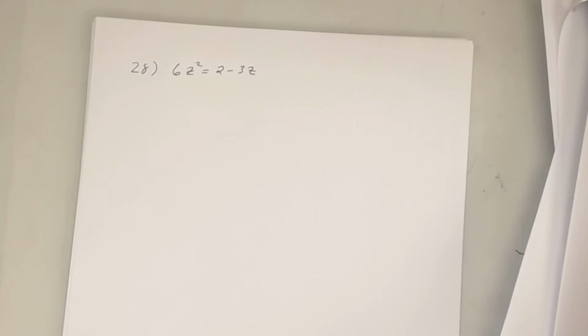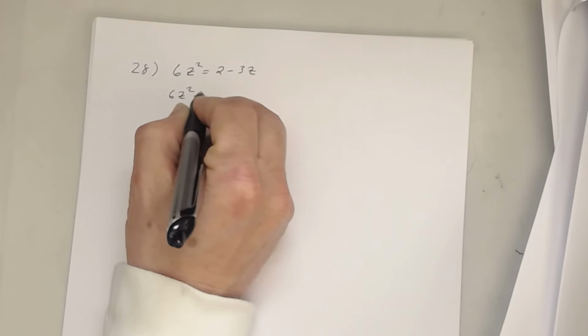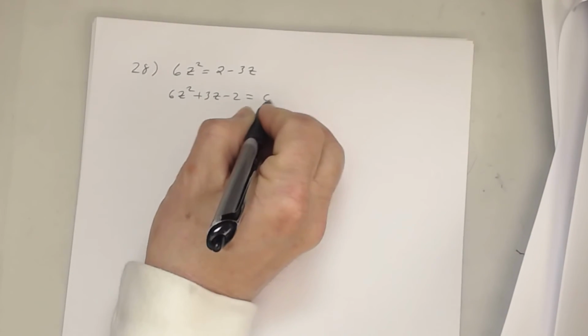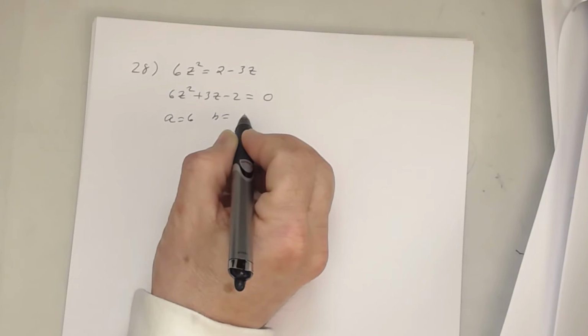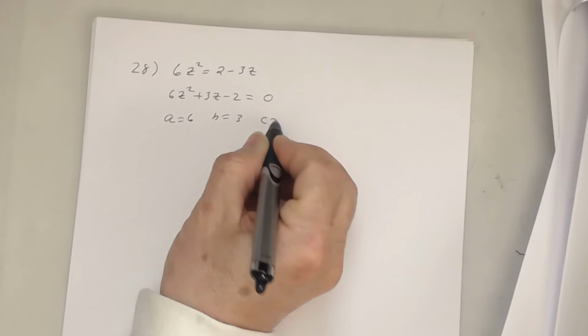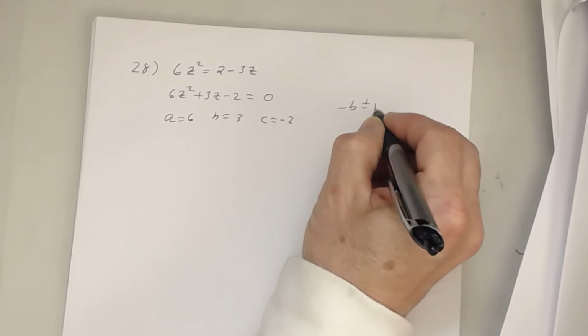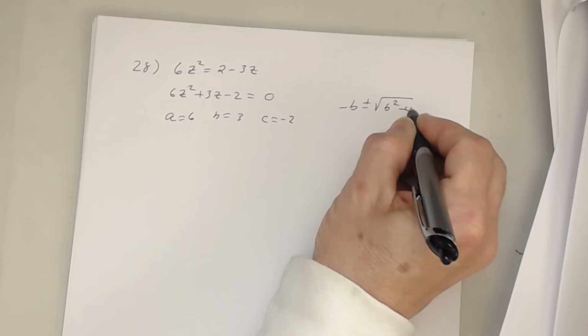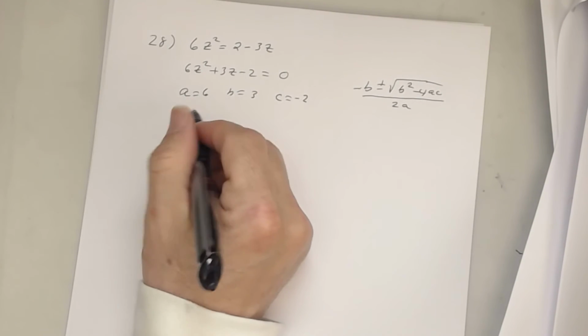Standard form. All right, the coefficient of z squared is positive on the left side. So let's bring everything to the left and put it in descending order. So what are you going to write? 6z squared plus 3z minus 2 equals 0. All right, what's A? What's B? 3. What's C? -2. All right, so negative B plus or minus the square root of B squared minus 4AC, all over 2A. All right, so what's my variable?